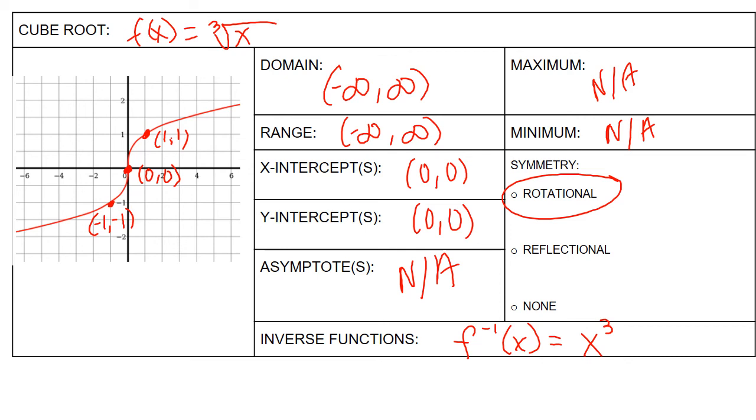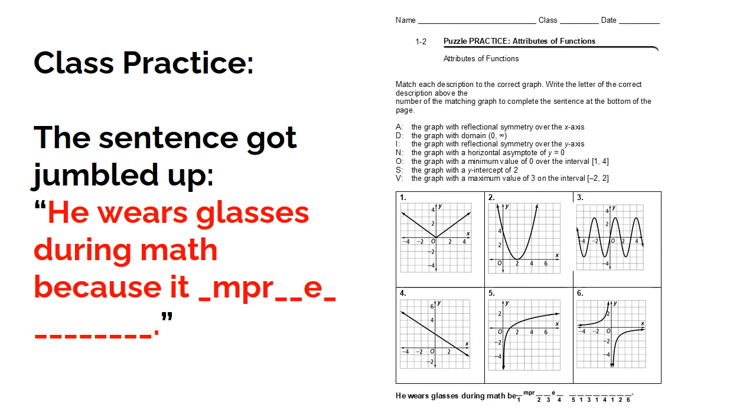Okay, that is cube root. Questions about cube root? Do you feel comfortable with the attributes? Can I get a head nod? Okay, I was gonna get something. All right.